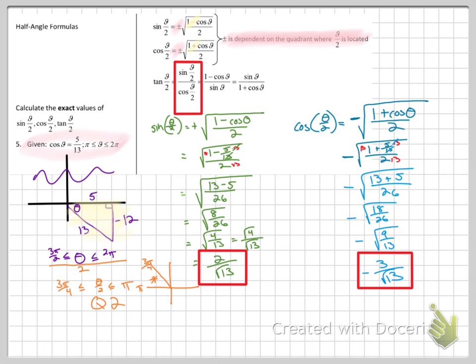Finally, tangent. I think I have enough room at the bottom to do tangent because tangent is just the answer to sine over the answer to cosine, and if you've been paying attention, if you have a common denominator, it turns out to be real easy. Tangent of theta over 2 is going to equal the answer to sine over the answer to cosine. When the denominators match, you just get negative 2 over 3.